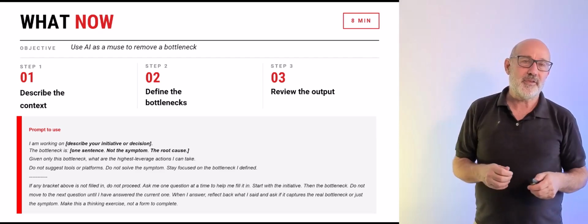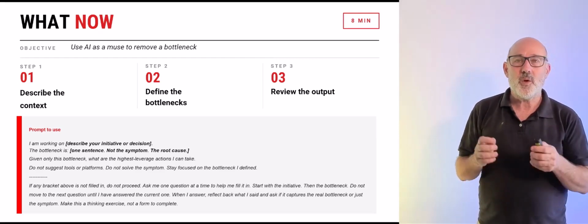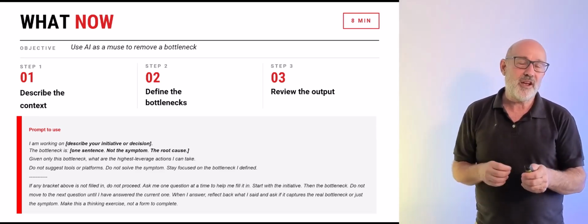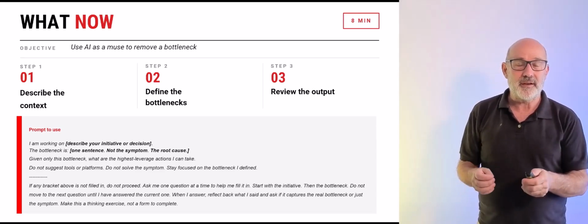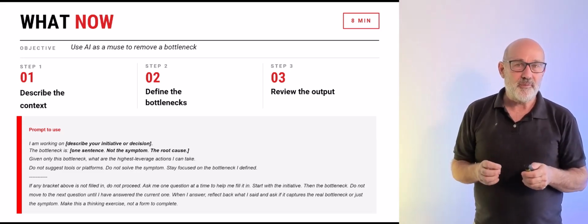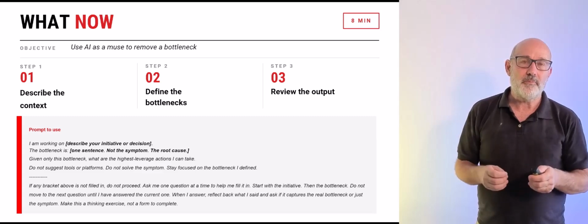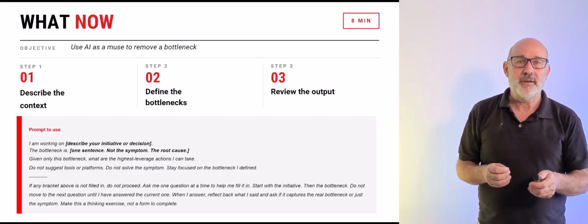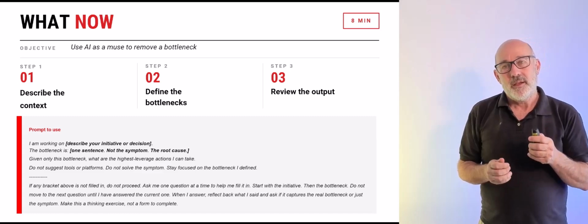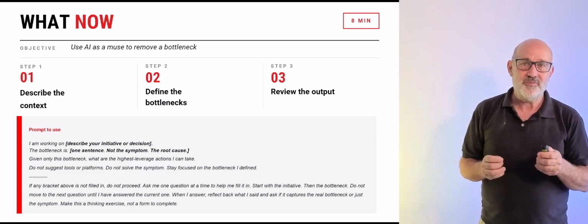Here's the next step for today. Each course will end with a what now. This one is three steps. I'd like you to choose a challenge you're working on and describe the context. This should be a challenge where you have some sort of bottleneck. I'd like you to define the bottleneck, run the prompt below, review the output, and see what comes out for you. I think you might be surprised. For this course and every course, there's a demonstration. You can check it out.